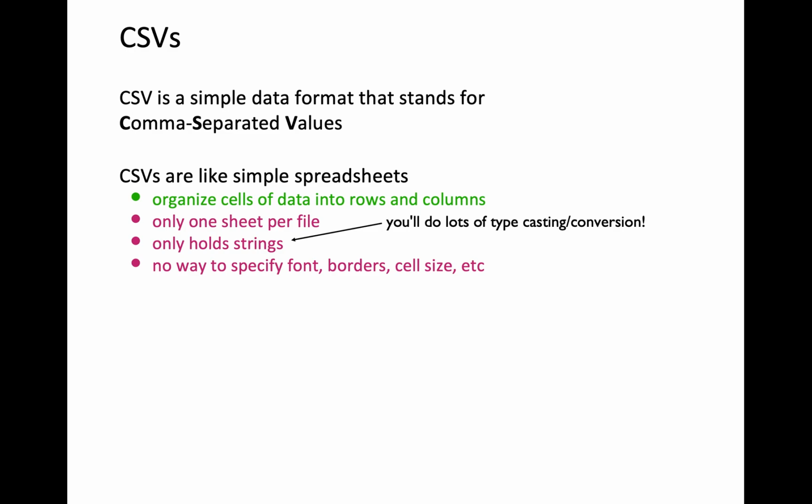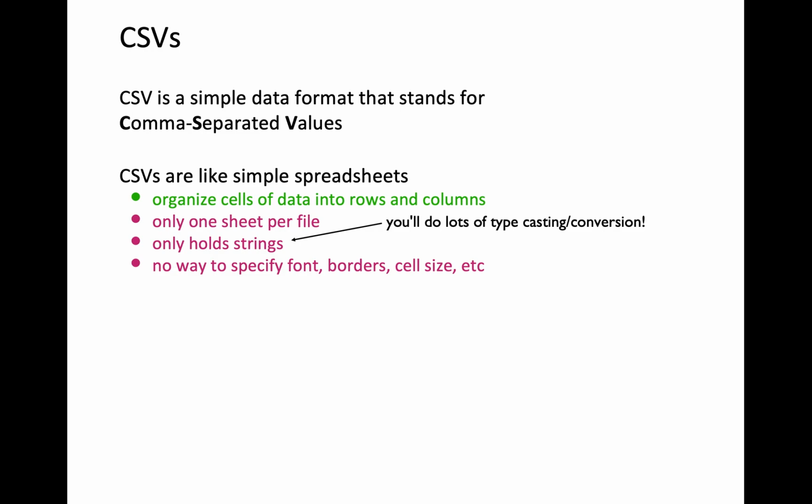Just like spreadsheets allow us to store tabular data, CSV files also allow us to store tabular data. We'll be organizing cells of data into rows and columns within the CSV file. Let's talk about the differences between CSVs and spreadsheets. You can only have one table within a CSV file. If you want to store multiple tables of data, you'll have to create multiple CSV files for that.